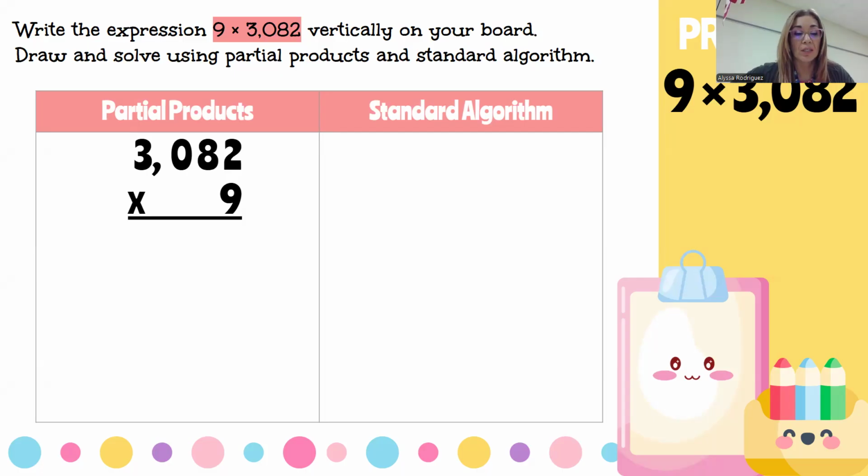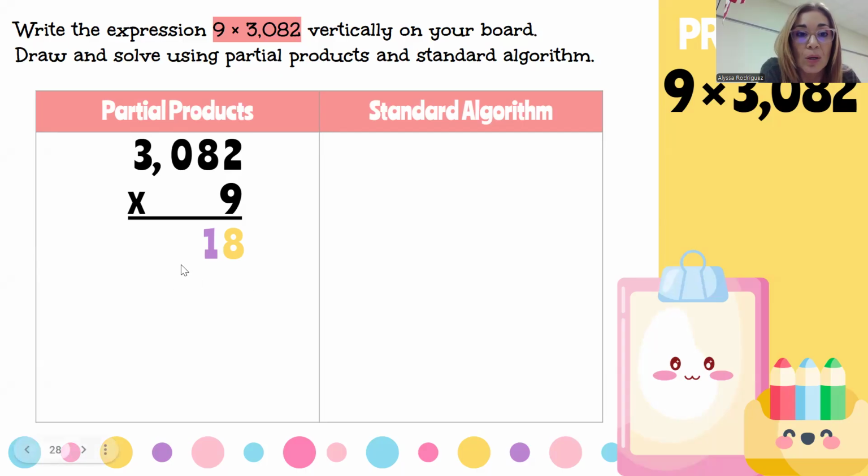Okay, if you need to pause the video, go ahead and pause it in 3, 2, 1. 2 times 9 is 18, so you're writing 18. Here's the difference between partial and standard. In partial, you're writing the answer. We're not carrying anything. You're just writing your number. 2 times 9 is 18.